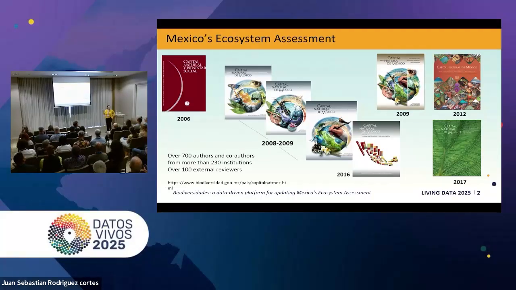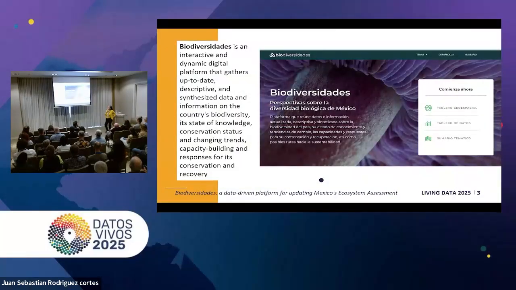And this has had a lot of consultation, not only in scientific papers. Many people continually ask, oh, I saw this graphic in this book, do you have an updated one? We cannot produce this kind of books again, and we're not willing to use more paper. So we decided to create an interactive and dynamic platform to have this outlook of Mexico's ecosystem assessment.